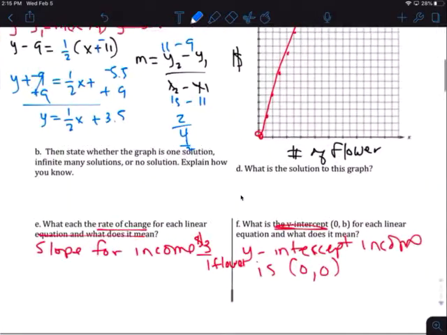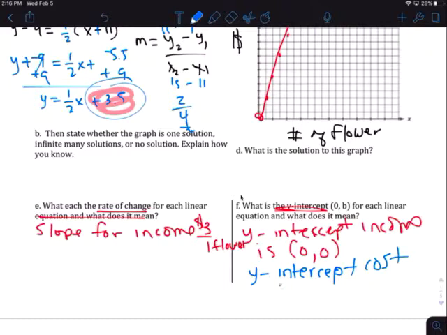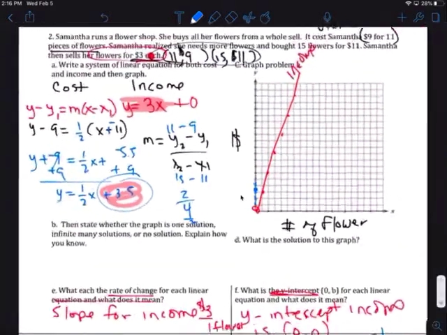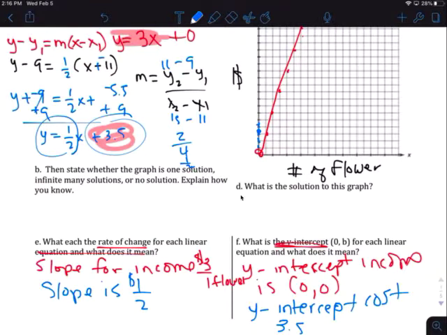Now graphing that, the y-intercept for the cost is this 3 here, 3.5. So you start here, that's 0, 1, 2, 3, 4, 3.5 is right in the middle. Okay, the rate of change or the slope is a half right here, 1 over 2, $1 for every 2 flowers, okay, for the cost.